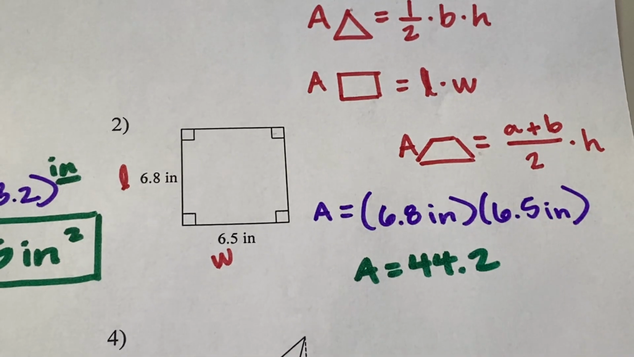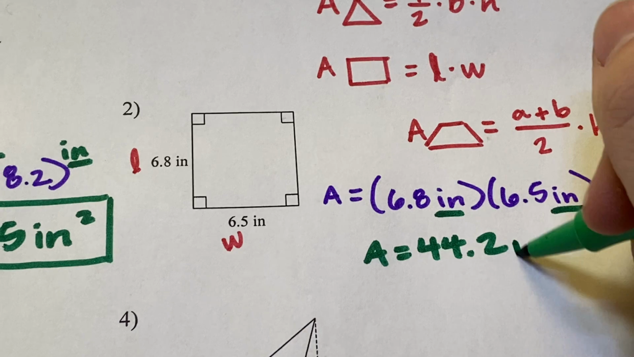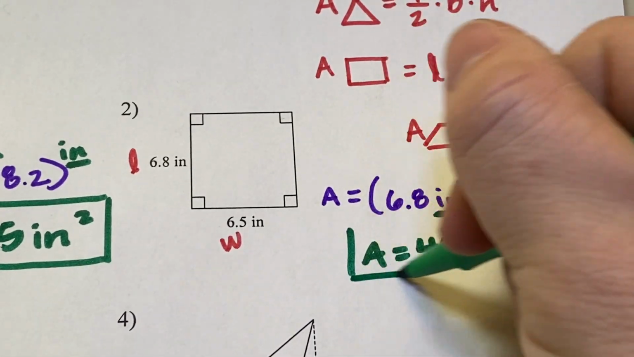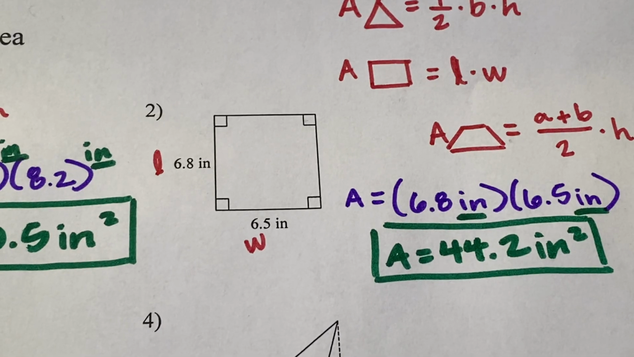Okay, 44.2 what? Inches squared. Beautiful. We took inches and multiplied it by inches, which gave us inches squared. I'm so smart. Me too. Alrighty.